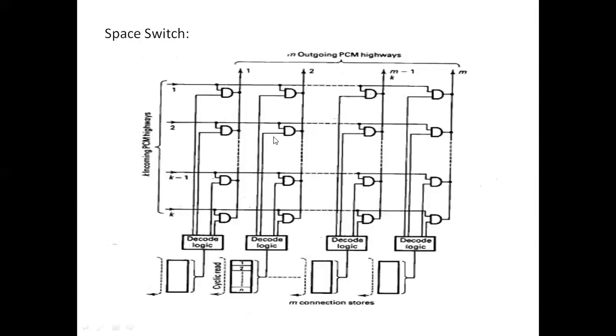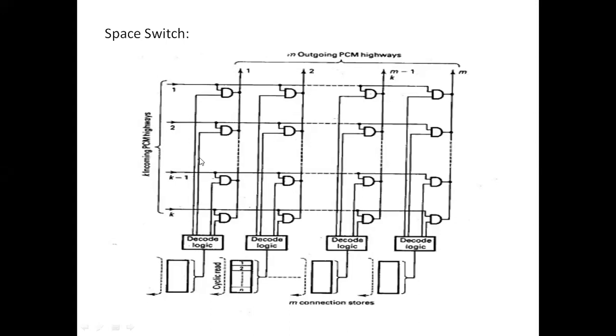The same diagram has been elaborated here, where you have M incoming PCM highways and N outgoing PCM highways. All the cross points are connected or activated using AND gates. As you can see, we have AND gates, and a control logic at the bottom which controls at what instant of time these gates should be opened or closed.